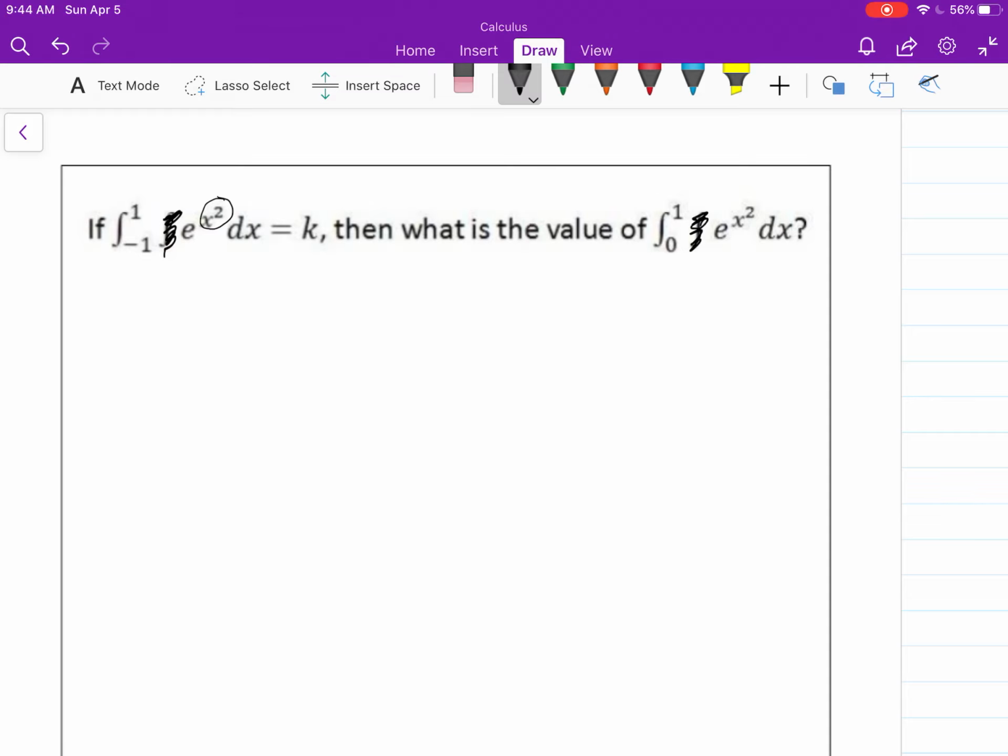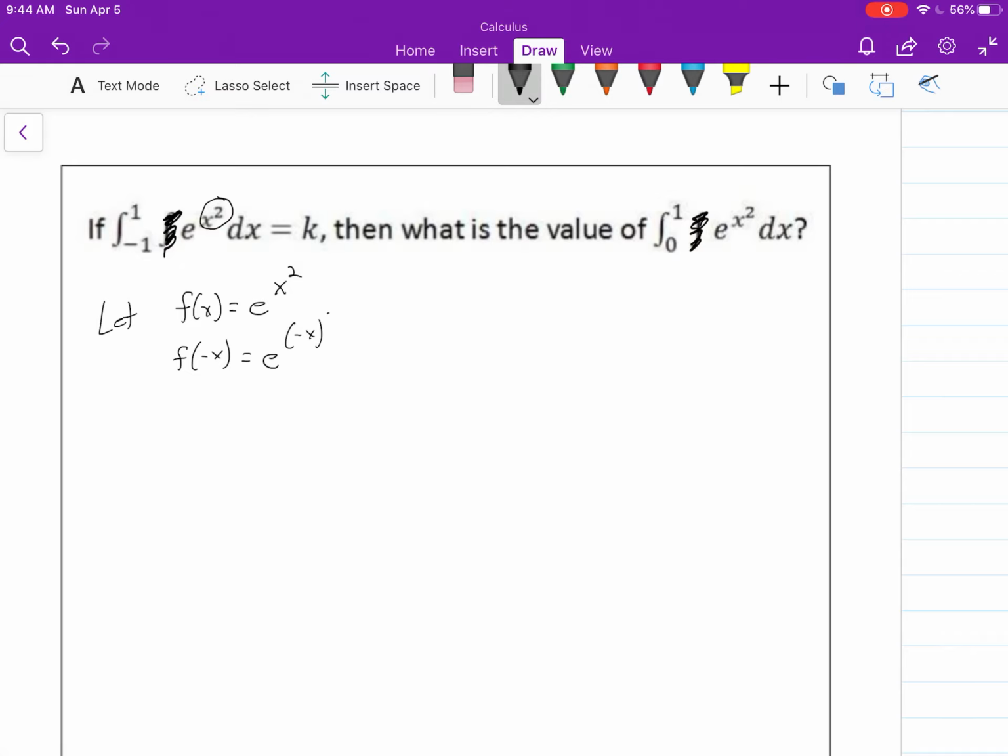So let's check what type of function it is, because if it's even, we could figure out one thing. If it's odd, maybe we could figure out something else. So let's check. Let f of x equal this function e to the x squared. We're going to see, well, what's f of negative x? Because that's how you figure out what type of function it is.